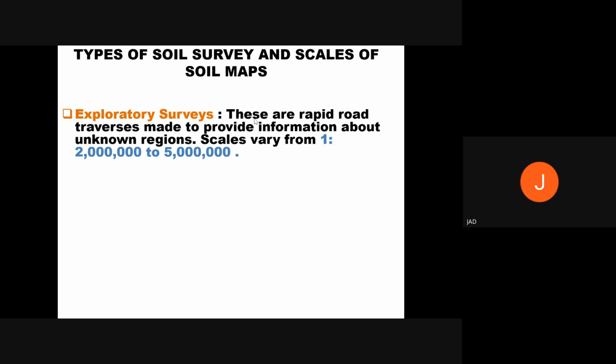No. What it means, sir, is that you are right, but let me explain it to you. If you have something like that, what it means is that 1 centimeter, 1 unit, on the map, on the paper that is in front of you.